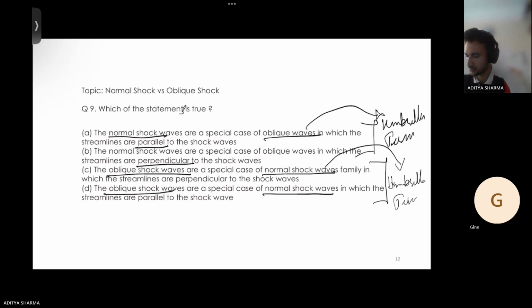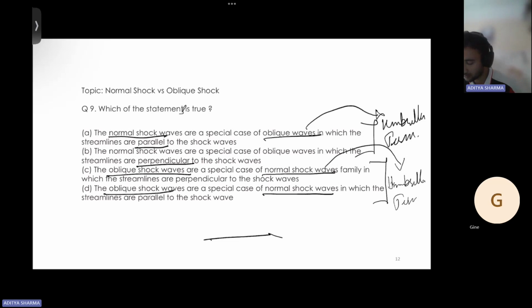right? But if we see both normal shocks and oblique shocks, normal shock is one case, right? But if you see oblique shocks, in oblique shocks there is this turning of the wedge. You turn the flow with some angle theta. So if you keep on increasing this theta for a particular Mach, beta increases with that. Beta is nothing but the shock wave angle, right?